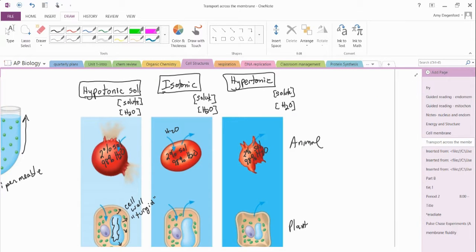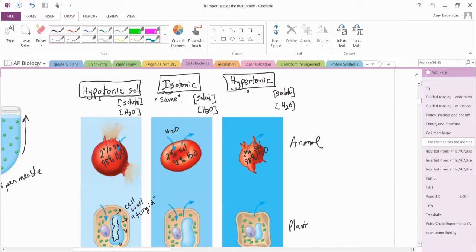Now over here we have an example of the three different classifications of solutions. We have a hypotonic, an isotonic and a hypertonic. Now the isotonic is the easiest to know because iso means same. Think isomer, isotope, isosceles, that all refers to the same something. So this is the same concentration.